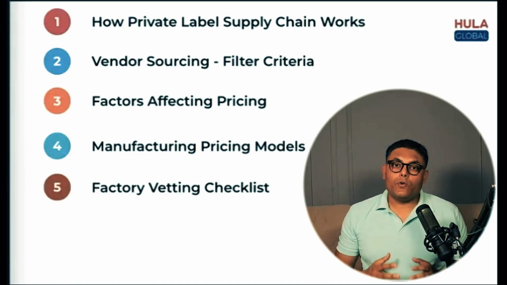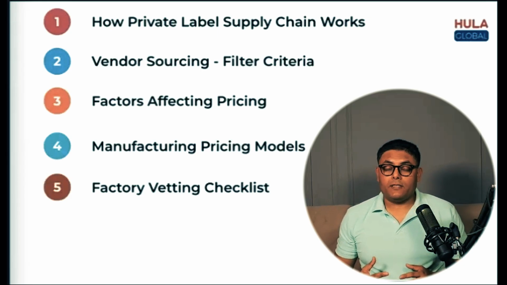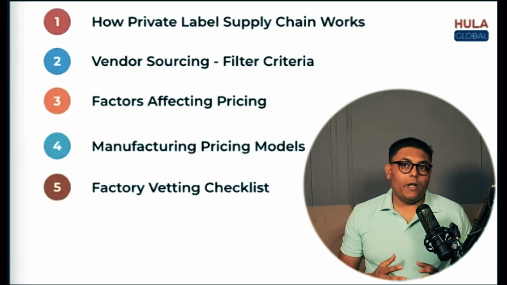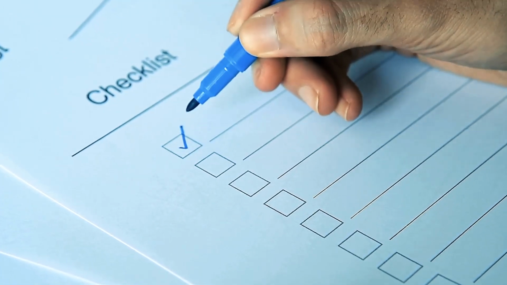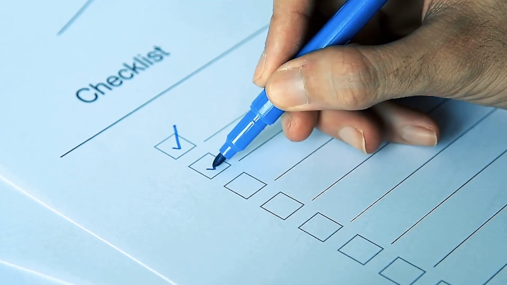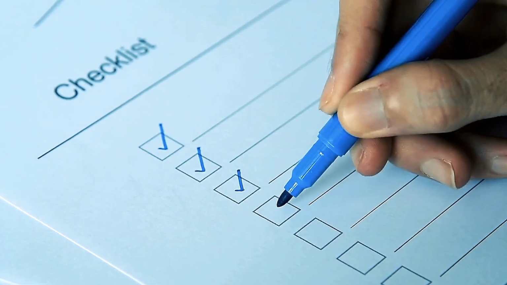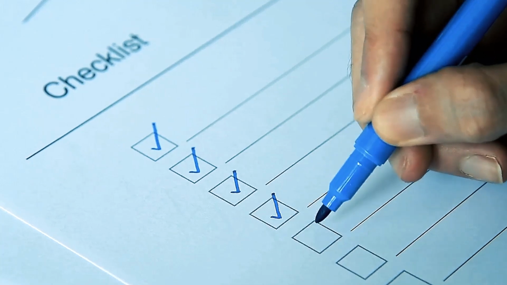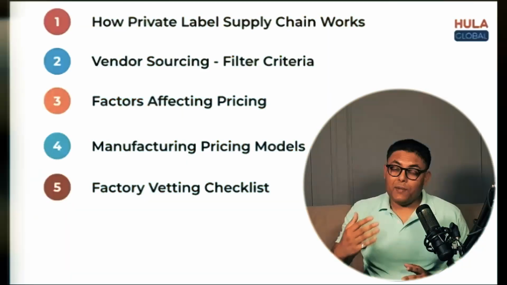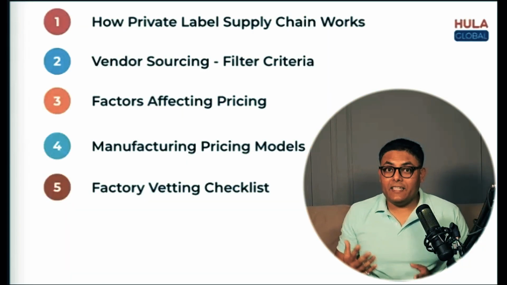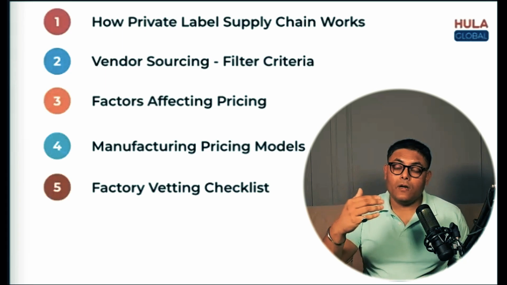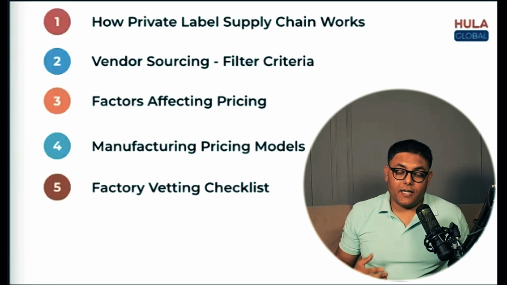We also will go through a factory vetting checklist. This is the checklist you will be doing after you have narrowed down to the best 3 or 5 suppliers. You want to make sure that this handful of best-of-the-best suppliers meet the basic sanity check. And this checklist, we will go through every point in it.